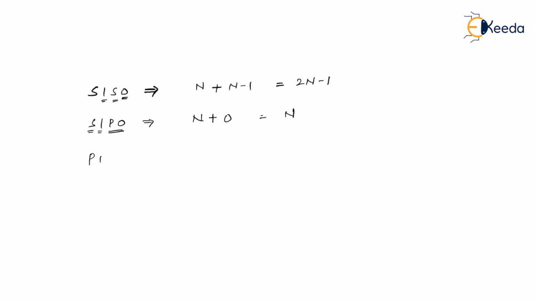Next, when I say parallel in serial out, let us understand the input is parallel type, meaning that you require only one clock pulse to store the data. Yes or no? But the output is a serial type, which means you require n minus 1 clock pulses to retrieve the data. But as you can see here, 1 gets cancelled. Ultimately, you require n clock pulses.